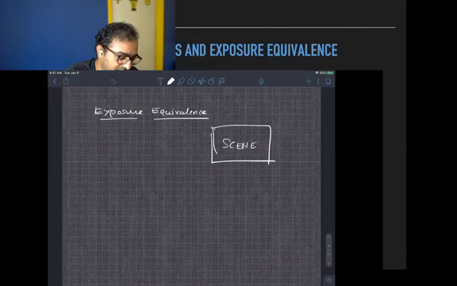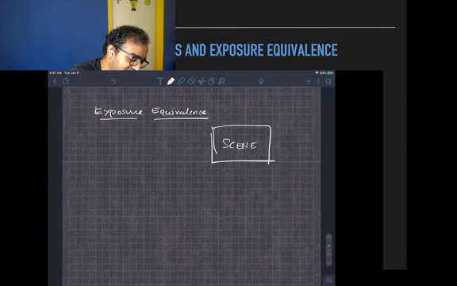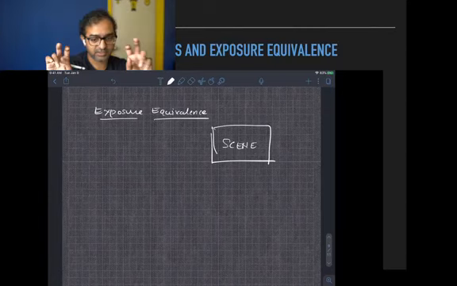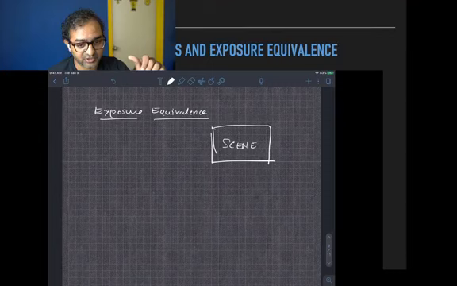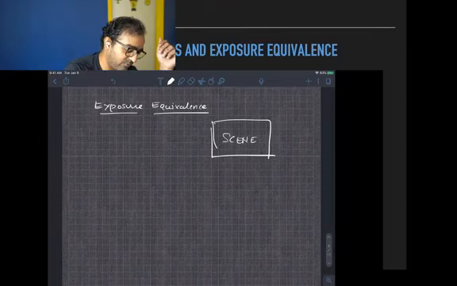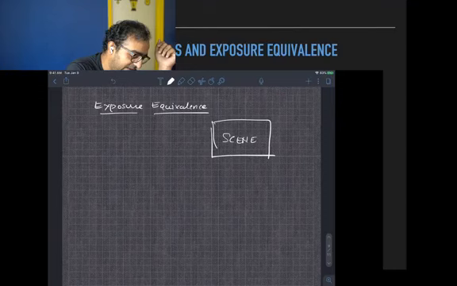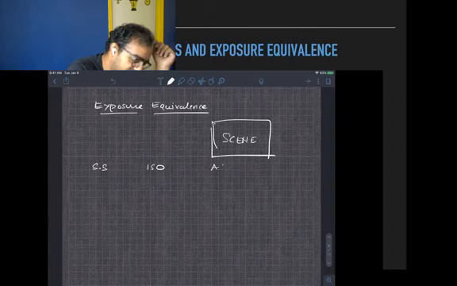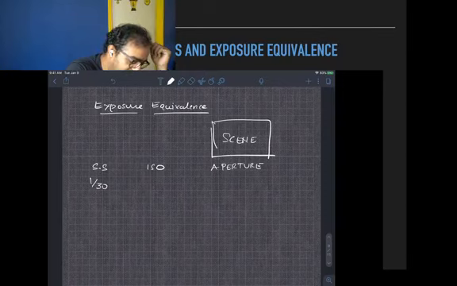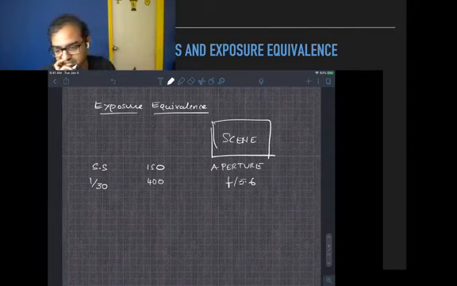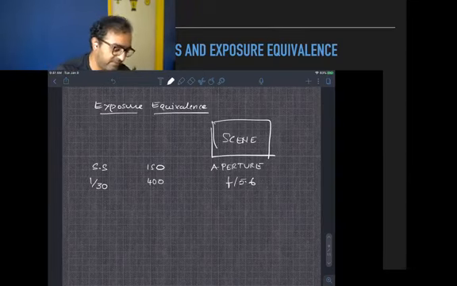So let's say I shoot the scene to get what I consider to be the correct exposure. Correct exposure is subjective, right? I can decide what the correct exposure is. So let's say to get the correct exposure in this scene, I'm just going to write down shutter speed, ISO, aperture. I use a shutter speed of 1 by 30, an ISO of 400, an aperture of f by 5.6. Okay, these are the three parameters I used.